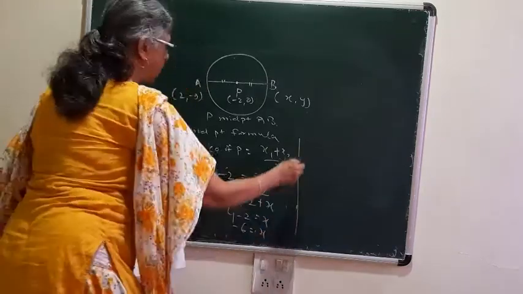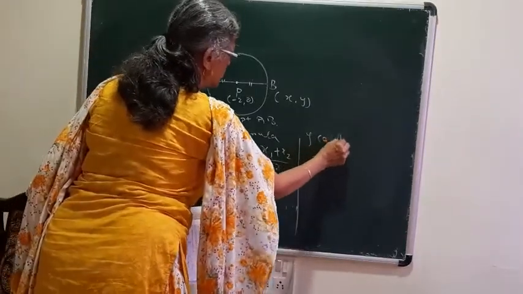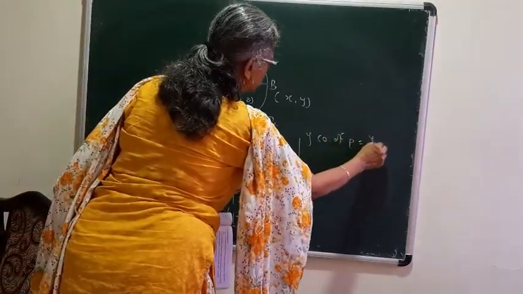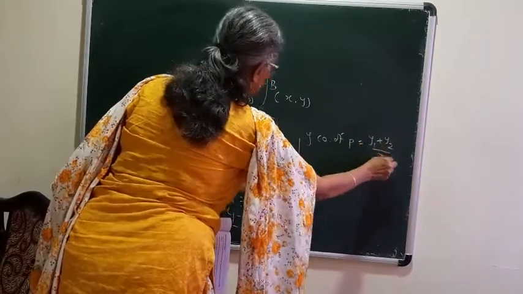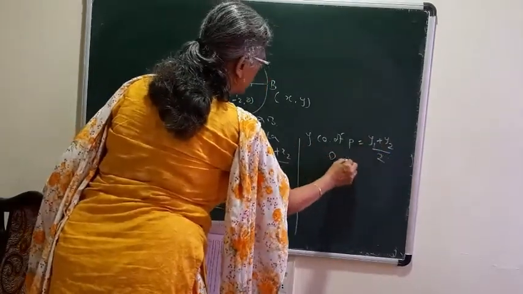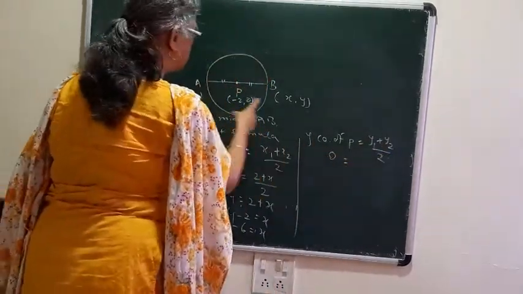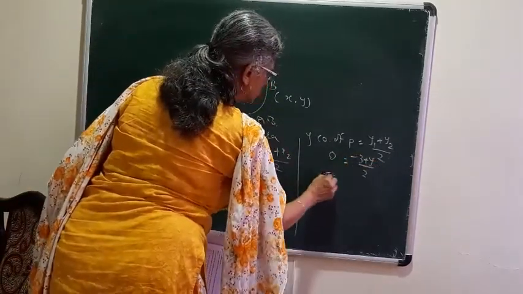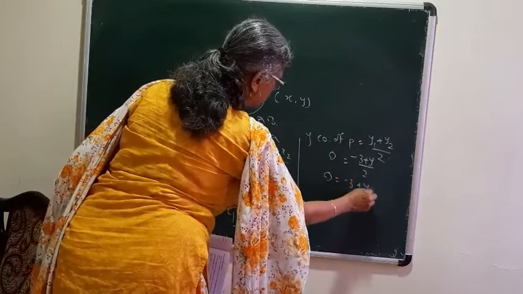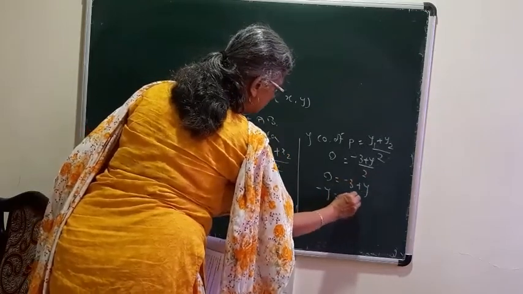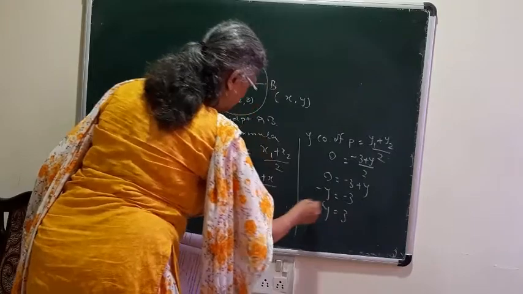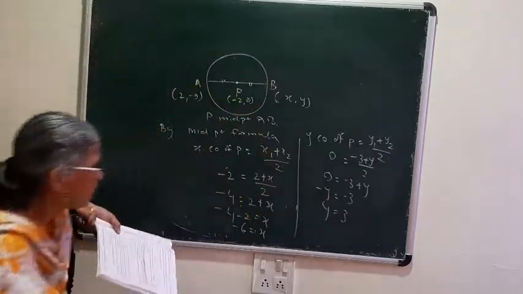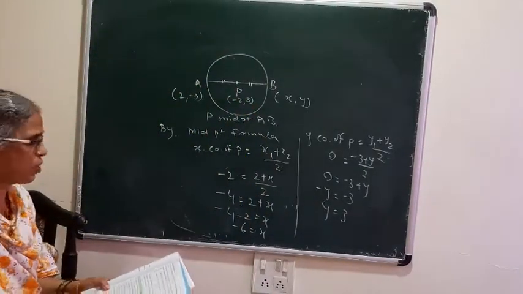And the y coordinate of P is equal to (y1 plus y2) upon 2. So the y coordinate is given as 0. y1 plus y2 is minus 3 plus y, upon 2. So 0 is equal to minus 3 plus y. Minus y is equal to minus 3. So y equals 3. So the coordinates of point B are minus 6 and 3.